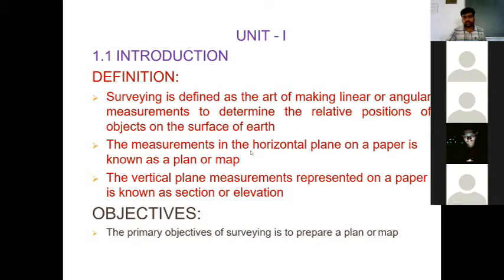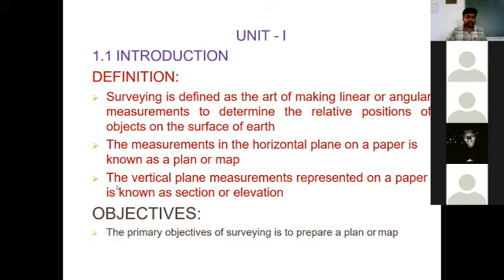the measurements in the horizontal line on a paper is known as a plan or map. So whatever the horizontal plane you're going to have, the surface where you're going to have all the measurements, and whatever you're going to mark out or draft out, that is going to be a plan or a map.